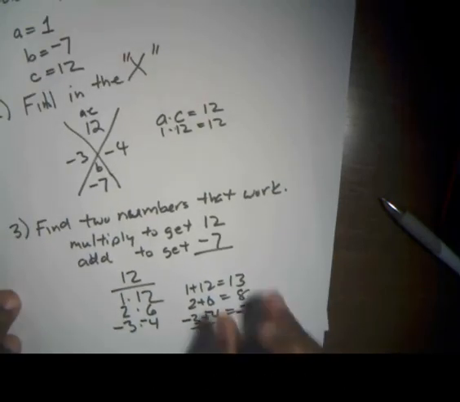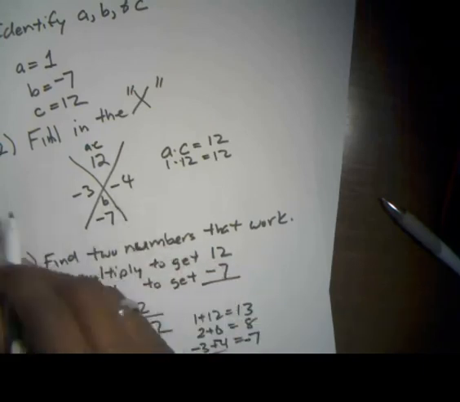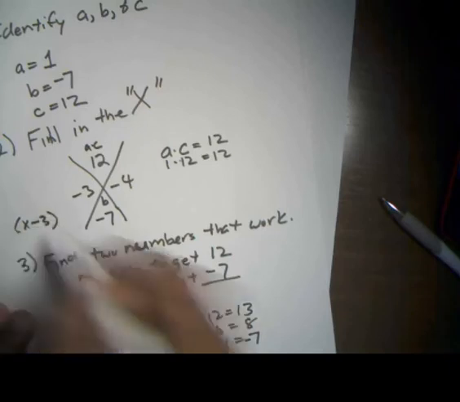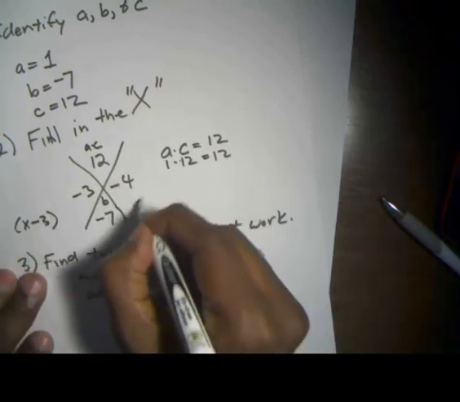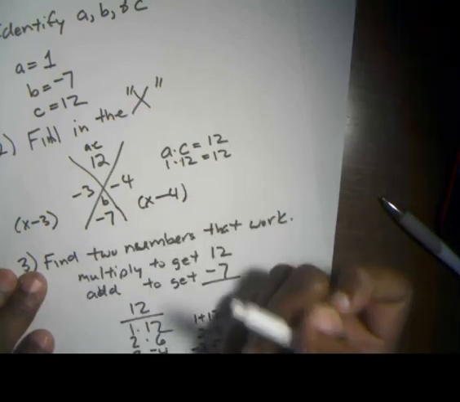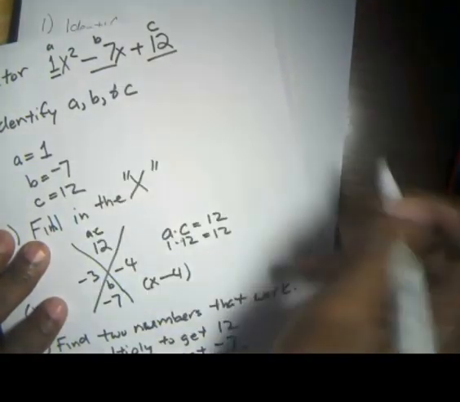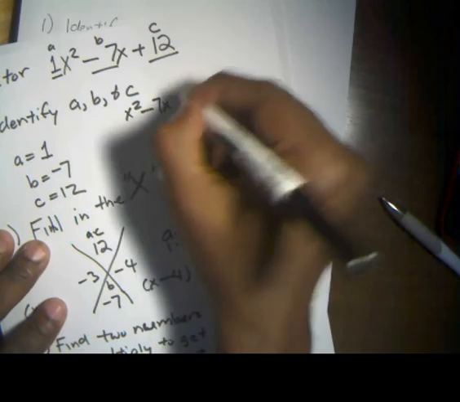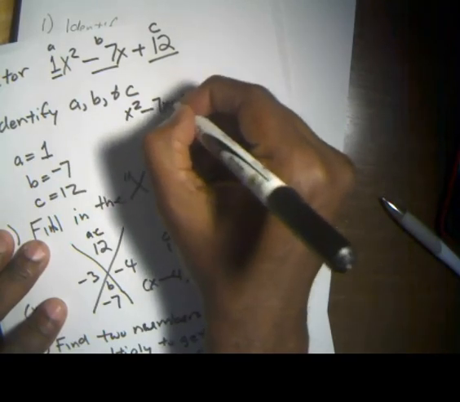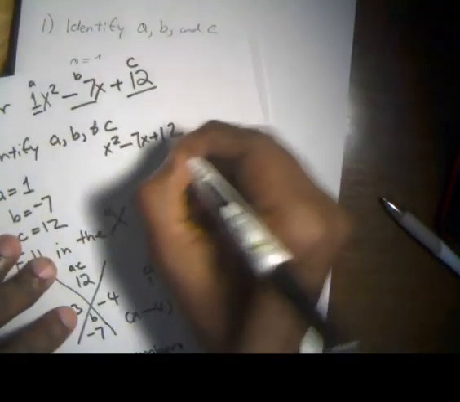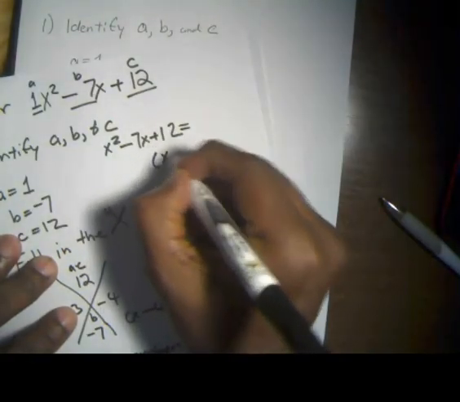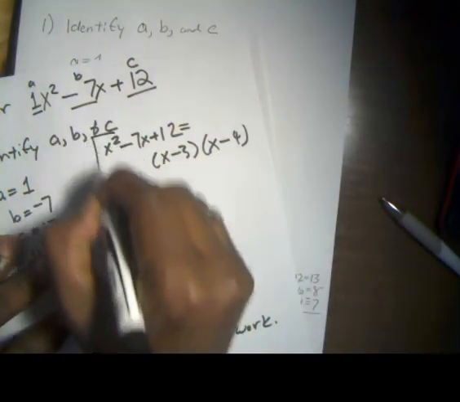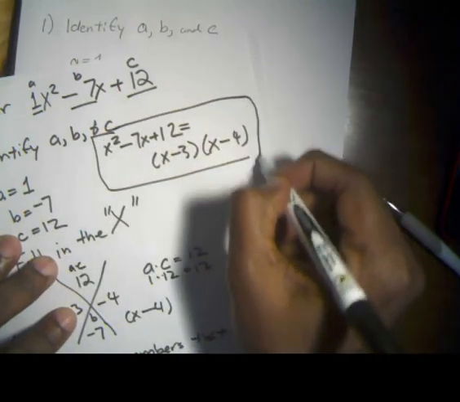So how does that give us our answer? Well, this -3 here is going to give me a factor x minus 3. This -4 is going to give me the factor x minus 4. So that tells me the answer is x squared minus 7x plus 12 is equal to x minus 3 times x minus 4. And that is our answer.